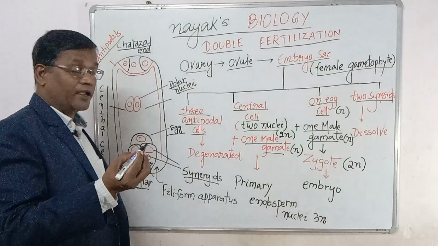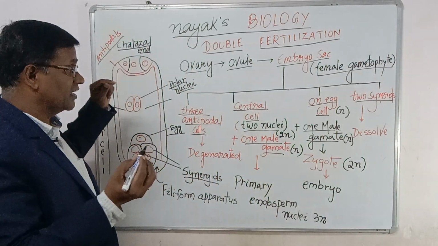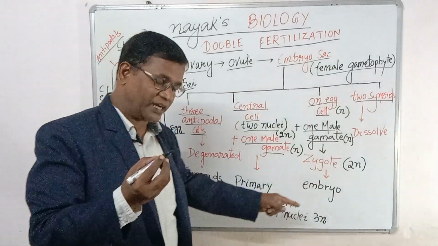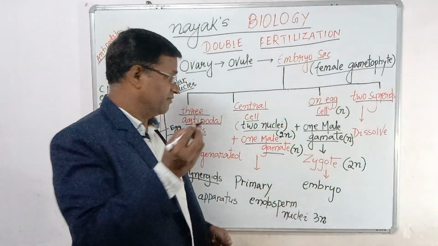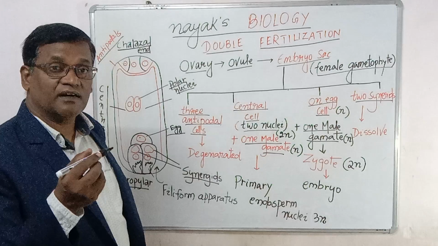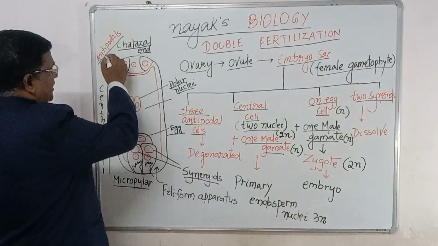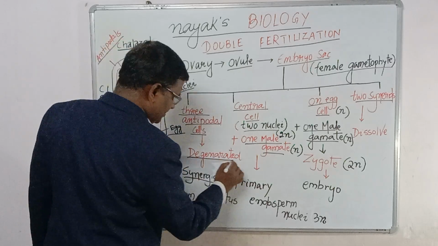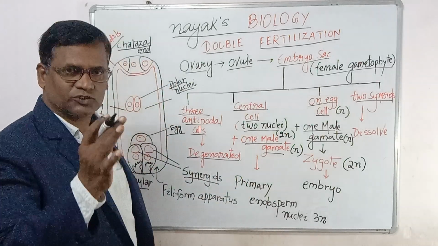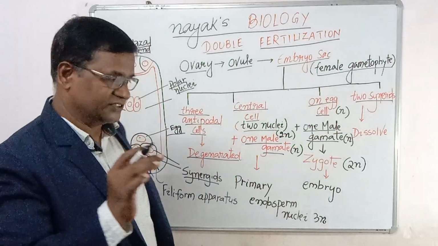Then what happened to the synergids and antipodal cells? For that, you have to try to understand this flowchart. Clearly, after the fertilization, what happened? First, these three antipodal cells degenerate, meaning they have no work after the fertilization.